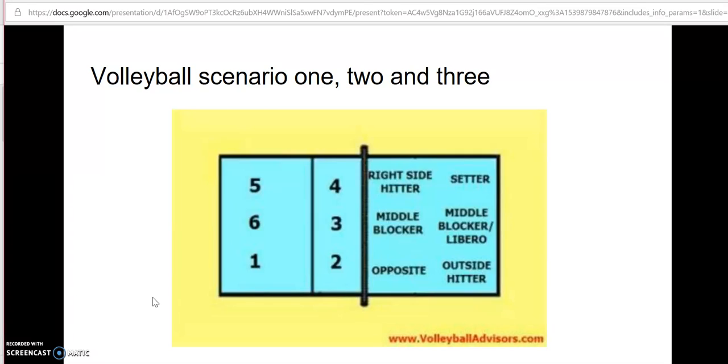The umpire would blow the whistle, holding up two fingers in the air to show which foul has taken place, and the opposition will start with the ball.